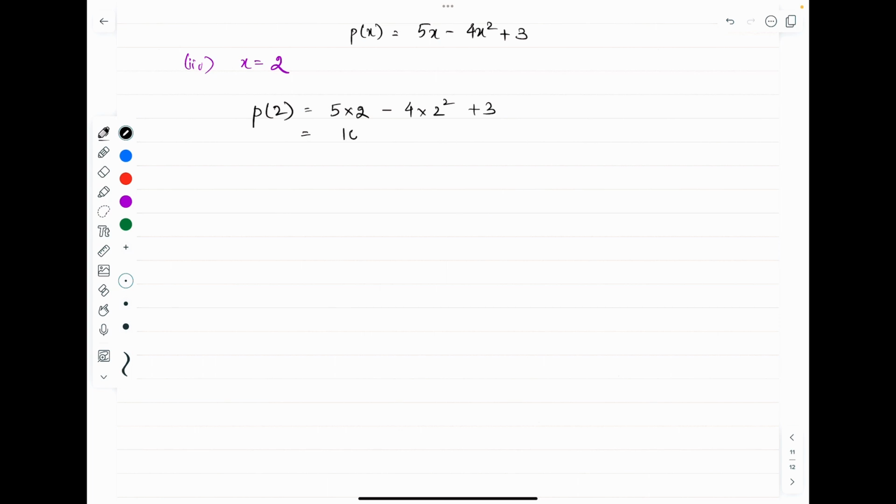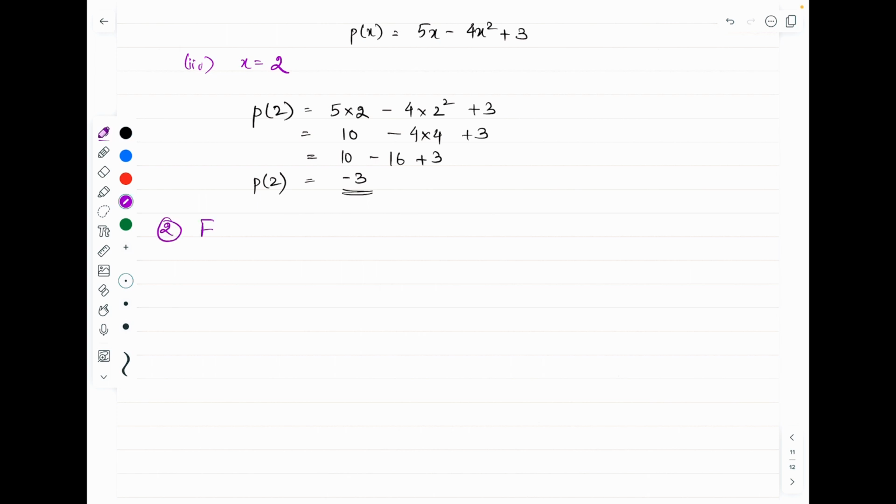5 into 2 is what? 10 minus 4 into 4 square. 2 square is 4 plus 3. Okay, this is 10 minus 4 into 4 is 16 plus 3. 10 plus 3 is 13. 13 minus 16 is minus 3. Okay, p of 2 is coming as what? P of 2 is minus 3. So this is the answer.